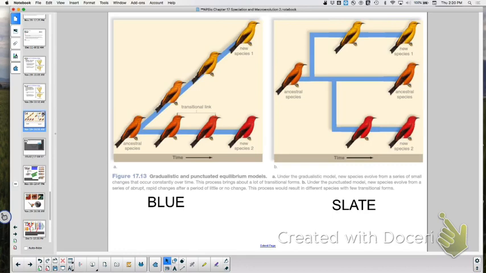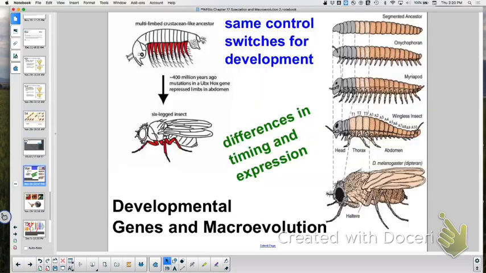Do you remember when we were studying development and we were looking at similarities in species due to their Hox genes? Okay, so that is what this is about, looking at macroevolution and genes. So the intro: all organisms share the same control switches for development. Now, remember control switches. It says later chapter, because it was chapter 42, which came after this chapter, but you've already learned it. RNA polymerase binds to the promoter, right? And differences in timing and expression. Differences in timing and expression.